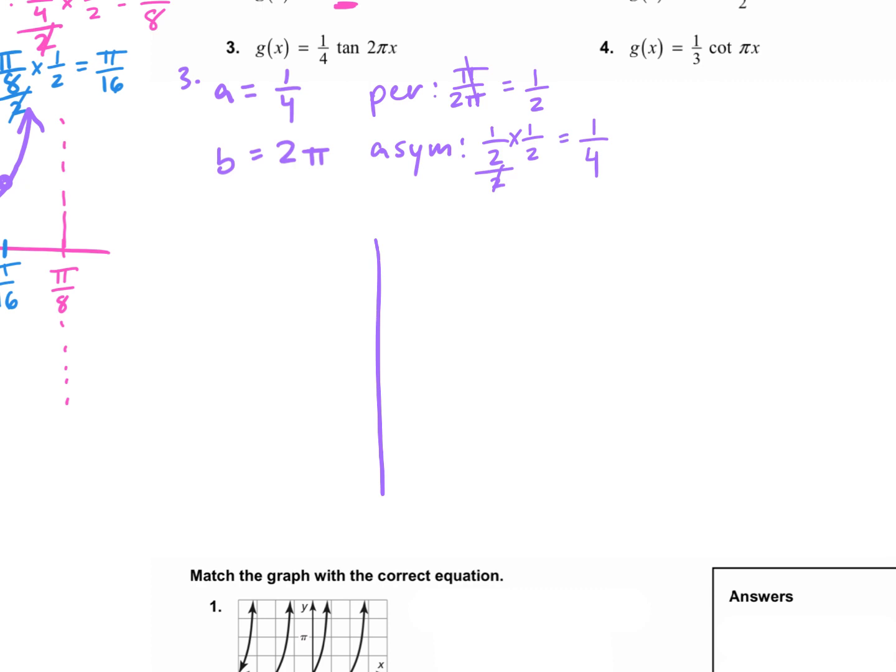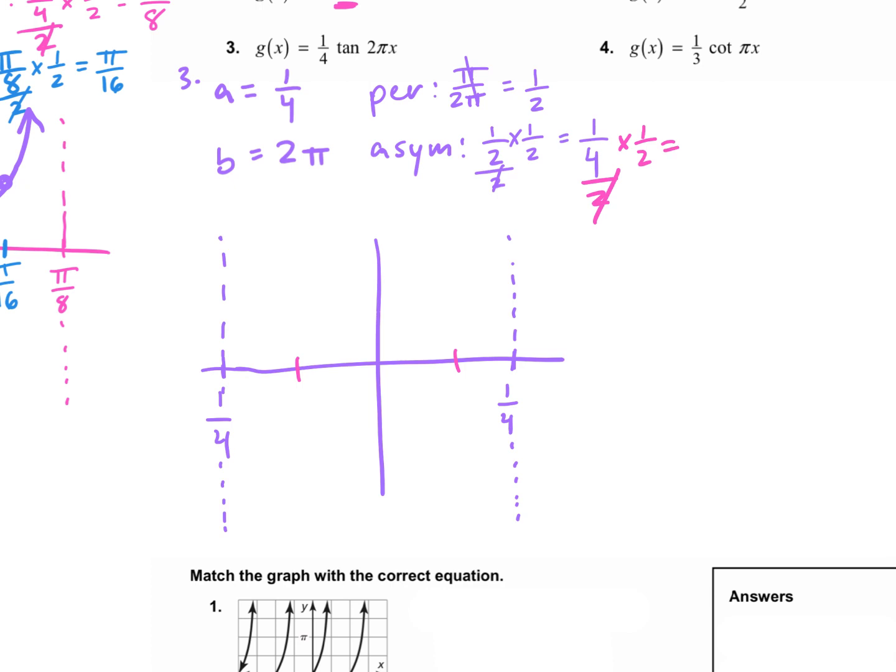So we're going to draw our graph here. We go to the right 1/4 and to the left 1/4. Then we put our asymptotes right through there. And then how can we find our key points in the middle? Divide the asymptote by 2. So 1/4 divided by 2 is the same thing as 1/4 times 1/2. So this would be 1/8. So we have 1/8 here and negative 1/8 here.